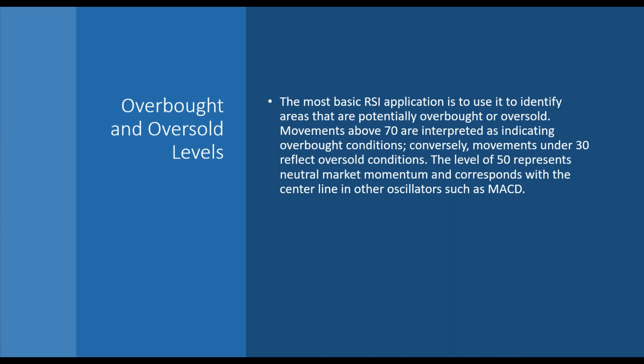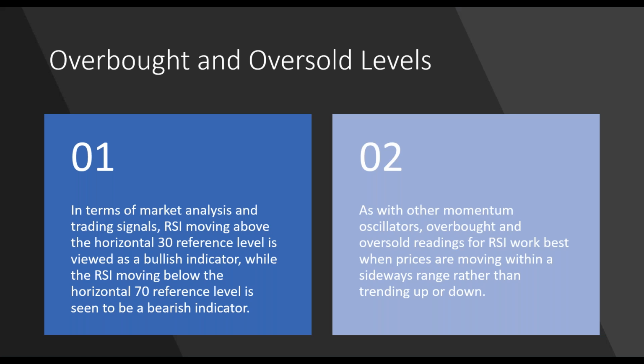The level of 50 represents neutral market momentum and corresponds with the center line in other oscillators such as MACD. In terms of market analysis and trading signals, RSI moving above the horizontal 30 reference level is viewed as a bullish indicator, while RSI moving below the horizontal 70 reference level is seen as a bearish indicator. As with other momentum oscillators, overbought and oversold readings for RSI work best when the price is moving within a sideways range rather than trending up or down.